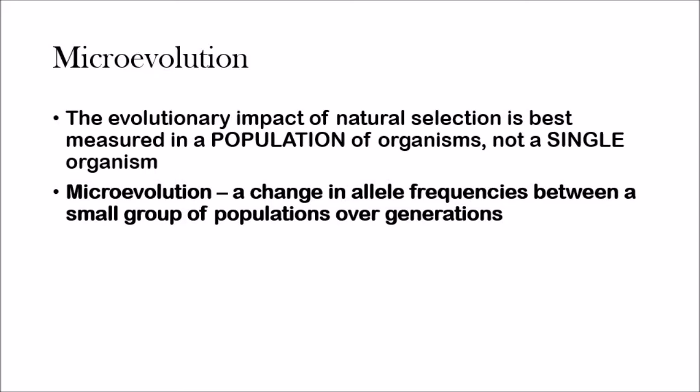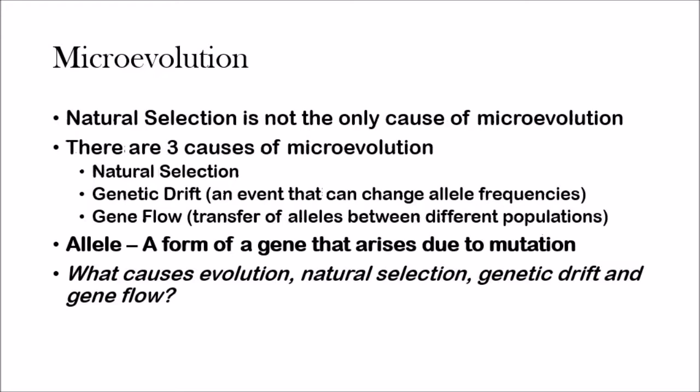Now, microevolution is a change in allele frequencies between a small group of populations over generations. What is an allele? Well, I'm going to explain that. An allele is a form of a gene that arises due to a mutation. Genes are basically long strands of DNA which code for genetic information. You can kind of think of them as the blueprints for everything in your body. So an allele is a different form of that gene, which arises from a mutation.